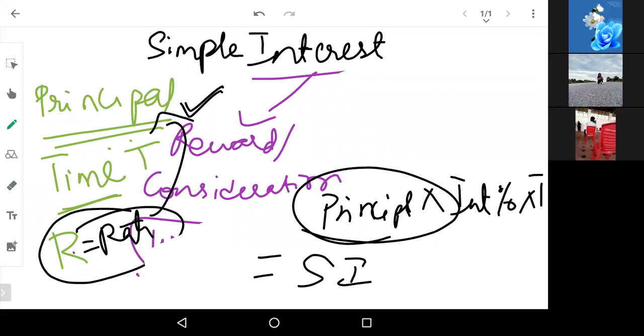Okay. Now, there is one more terminology called amount. Now, amount is nothing but principal. The original amount of the loan, right? Principal.